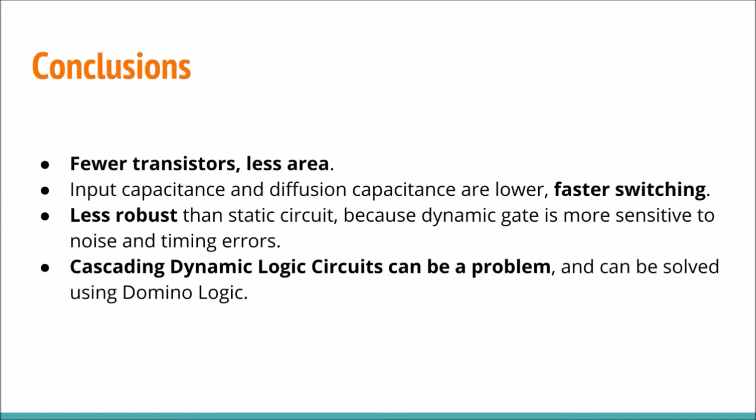To conclude, we are going to summarize the main ideas that have been commented on in this presentation. As we said, dynamic logic circuits require fewer transistors than static circuits, so less area is required. Also, as there are fewer transistors, the input capacitance and diffusion capacitance are lower than in the static case, so faster switching speeds are possible. Also, we saw that glitches can produce errors in this type of circuit, so they are less robust because they are more sensitive to errors.